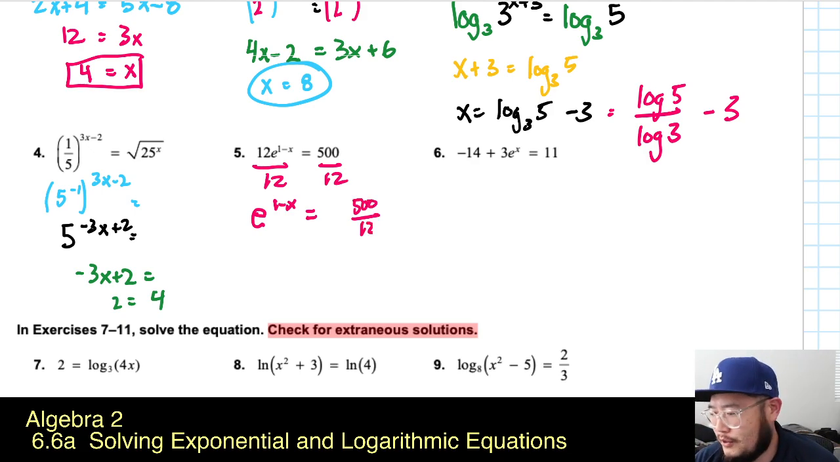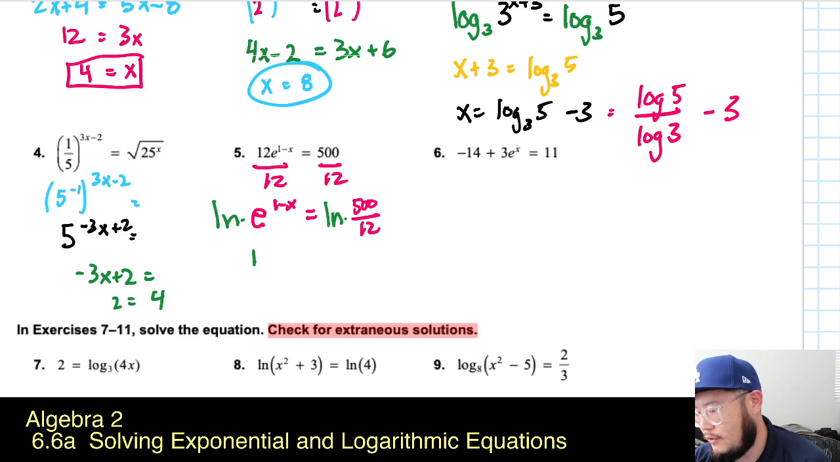Something we learned earlier is that now we can go ahead and multiply both sides by ln. Because now that gets rid of that e, and I can have my problem as 1 minus x is equal to ln 500 over 12. And let's put that in parentheses right there, especially when you plug things into your calculator. I'll go ahead at this point and subtract 1 from both sides. And so it's minus 1.